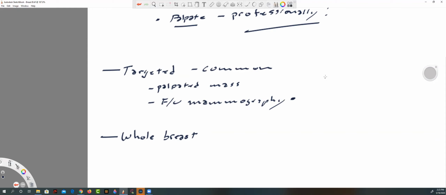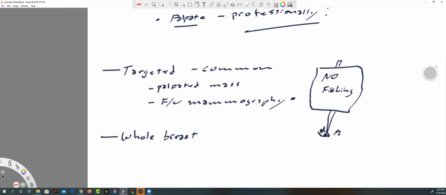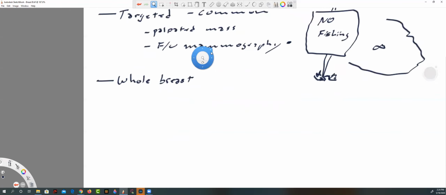Let's see, we're going to put a no fishing sign up here, the little post. Grass down here, and there's your body of water. A little fish in it. No, no fishing. Unless you're asked to do a whole breast exam.